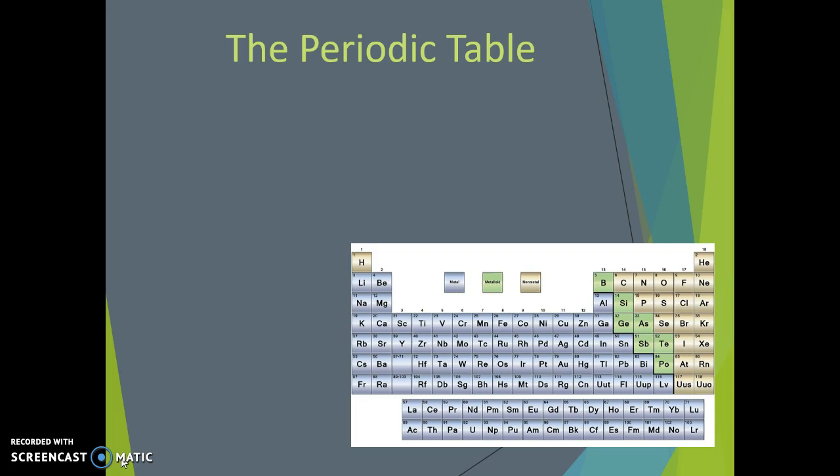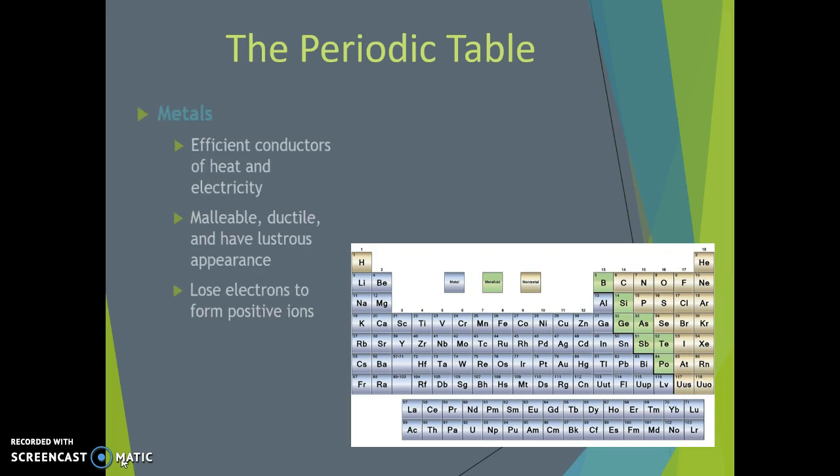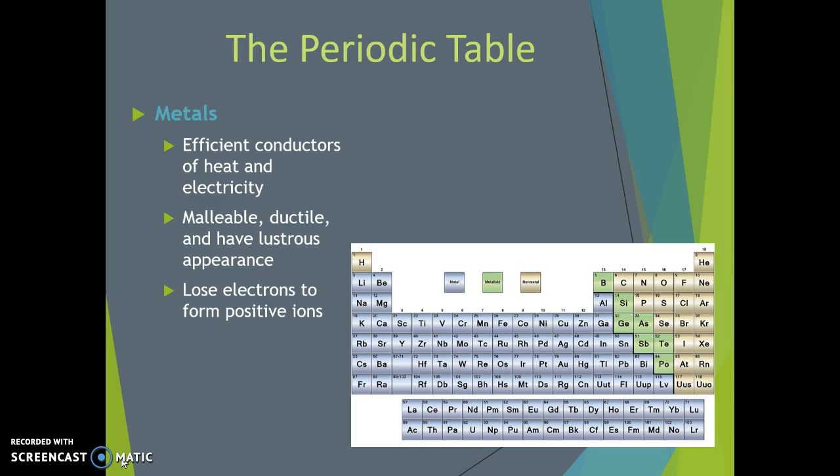A little bit more about the periodic table. There are 3 main groups. Most of the elements are categorized as metals, and they have certain characteristic properties, such as being good conductors of heat and electricity. They can be pounded into sheets or drawn into wires. They tend to be shiny, and they lose electrons to form positive ions. So all of the blue elements in this periodic table are classified as metals.